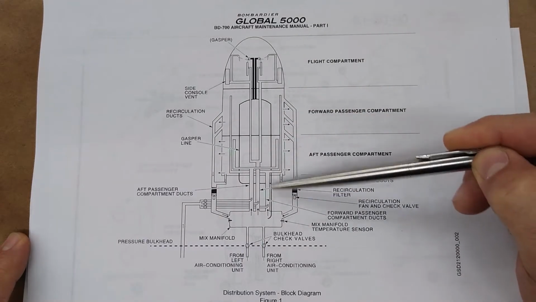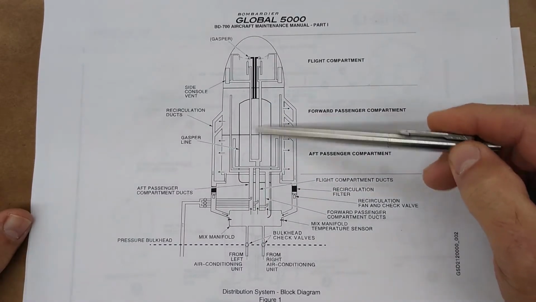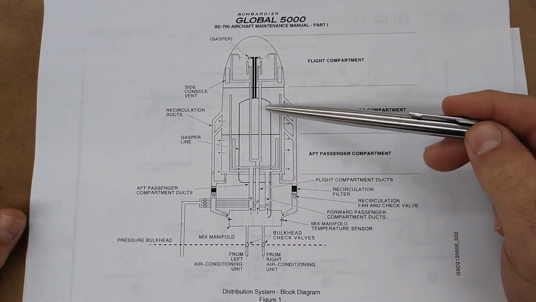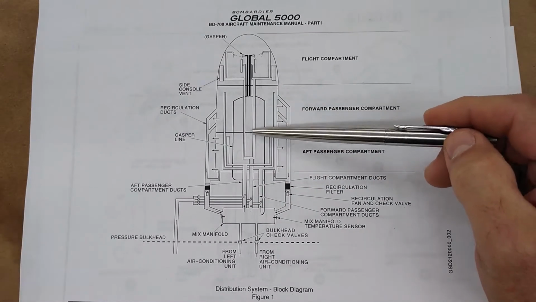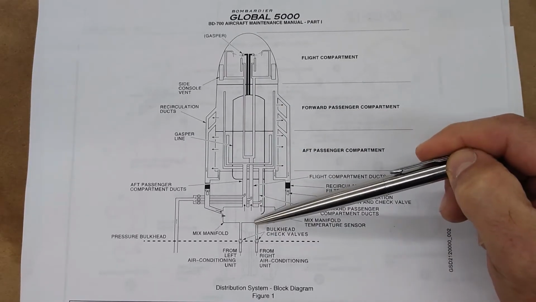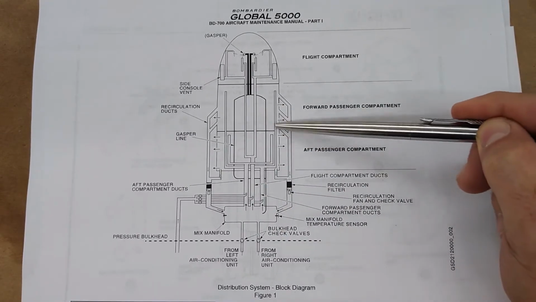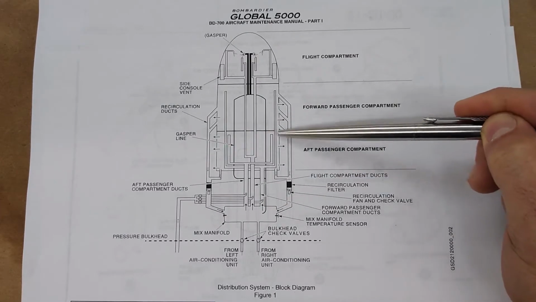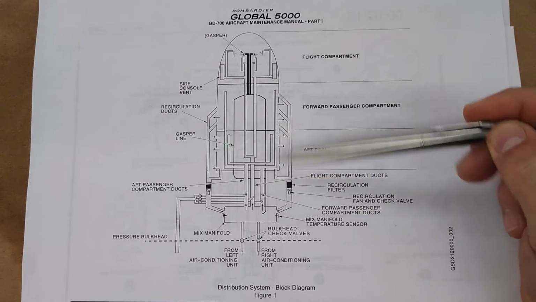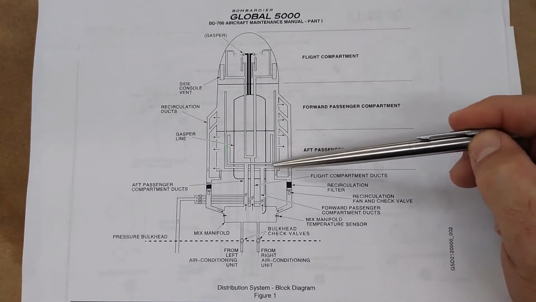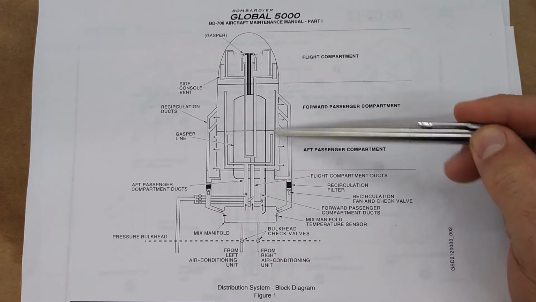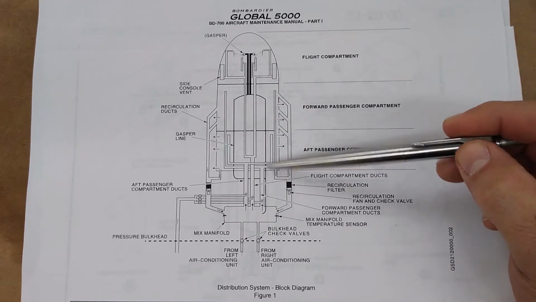The cabin is a closed tube. It's a closed air tank. It is a pressurized vessel. So you're pumping air in from the packs, and you're circulating that air. Not all aircraft circulate the air or recirculate the air. This one does. More modern airplanes do recirculate the air to a certain extent.